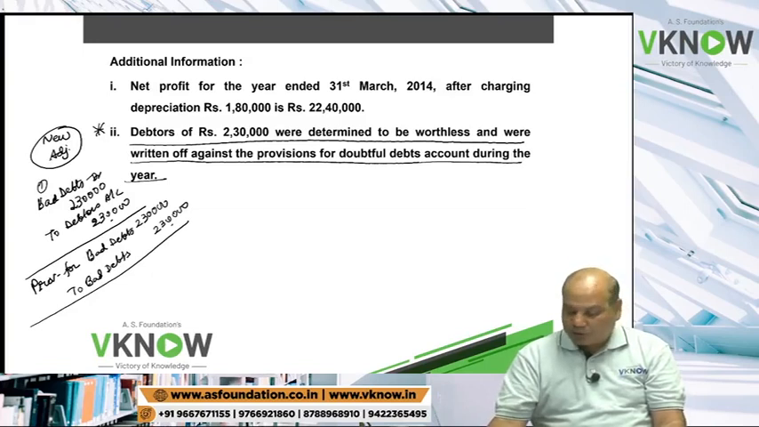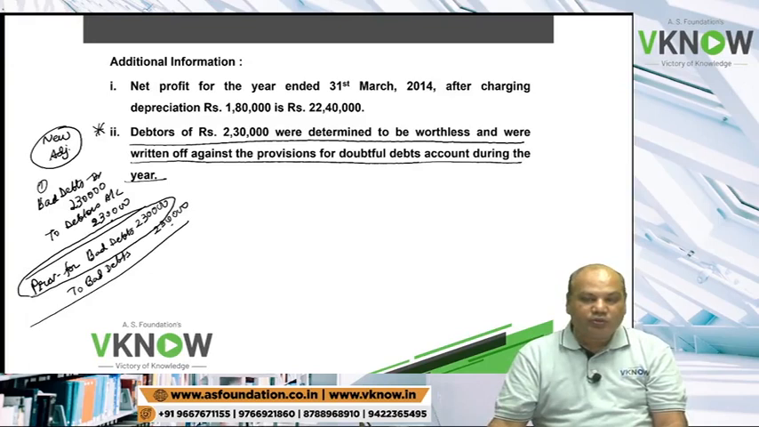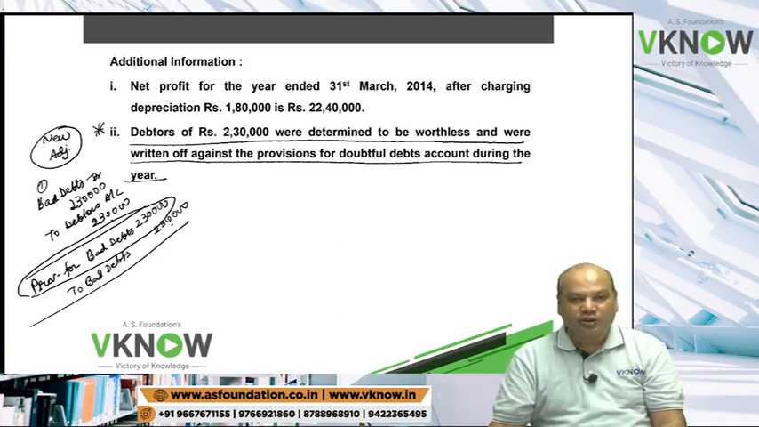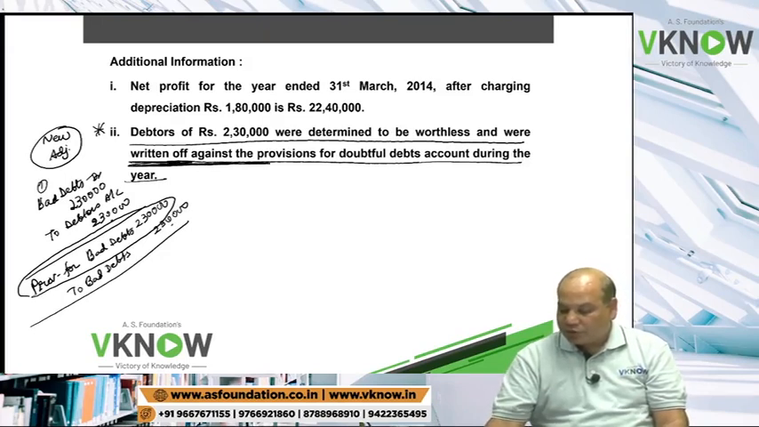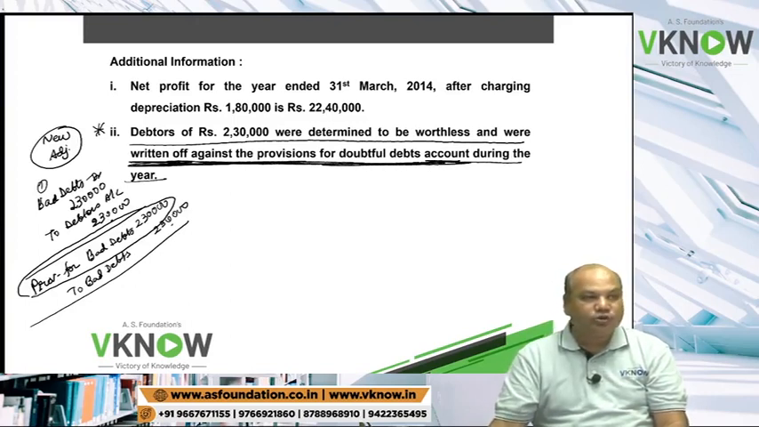So we will have to prepare one provision for bad debt account to see how much provision for bad debt was transferred to P&L account in the current year, because there is an actual bad debt which has happened, and the problem clearly mentions here these bad debts were written off against the provision for doubtful debt account. So it was not directly transferred to P&L account, it was transferred to provision for bad debt account.